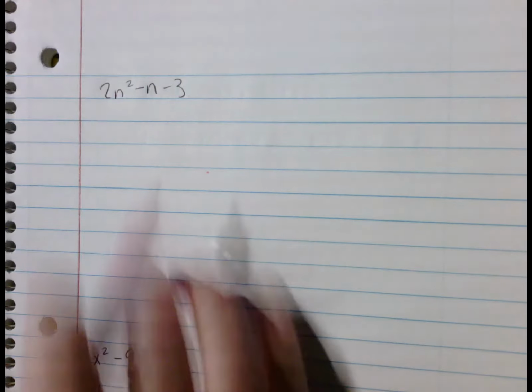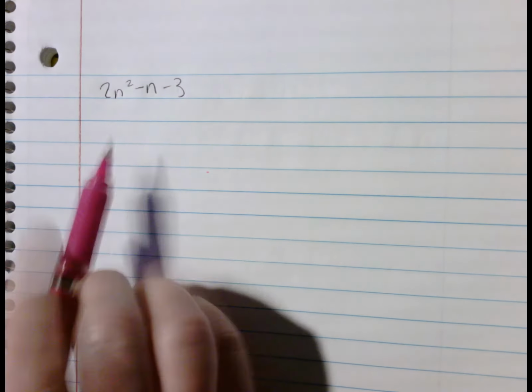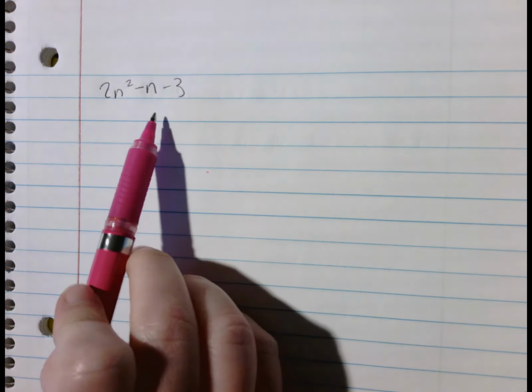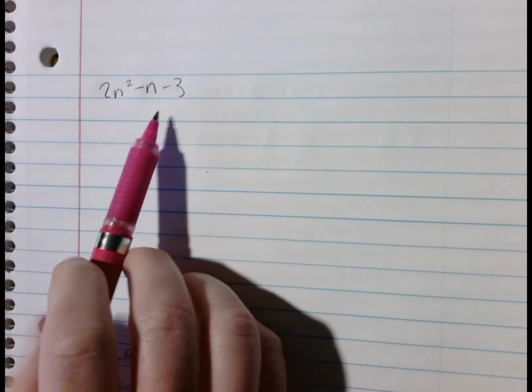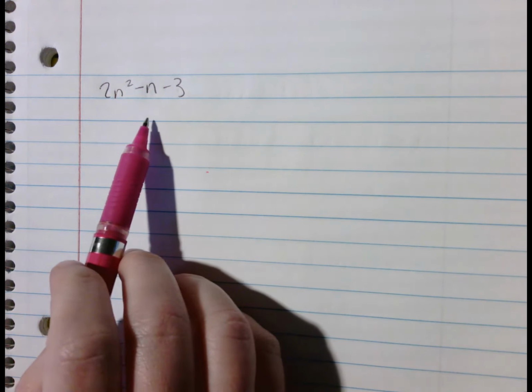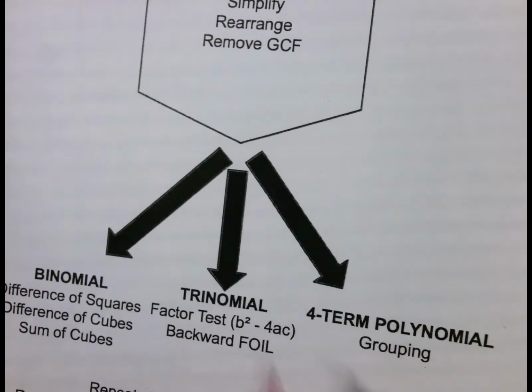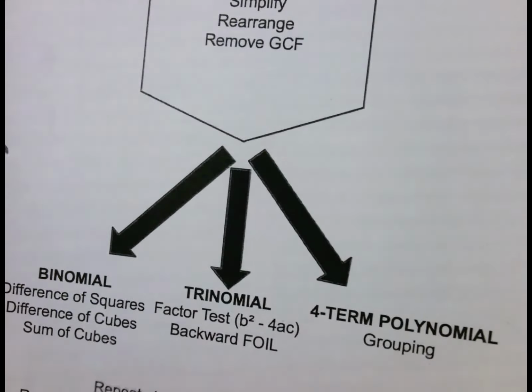factor. So with this problem, simplify means that we're going to combine like terms. There's nothing here to combine. Rearrange means that it's in standard form, and it is, so we don't have to do anything else. And remove the greatest common factor. There is no greatest common factor here. So that means that we take our map and we're going to move straight down into the trinomial section.